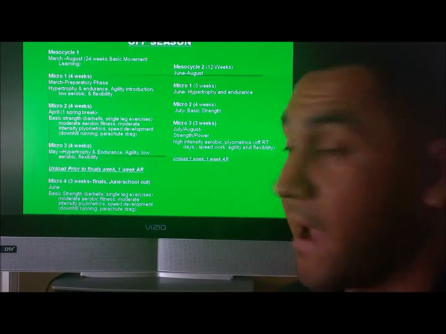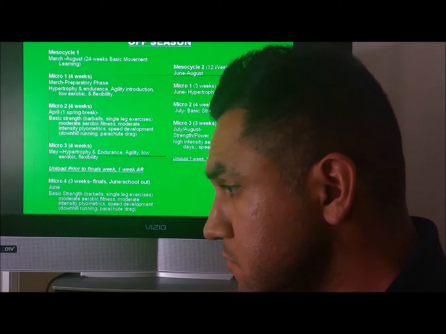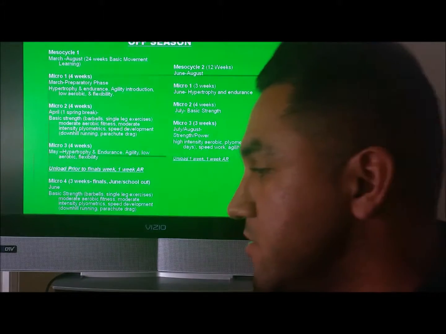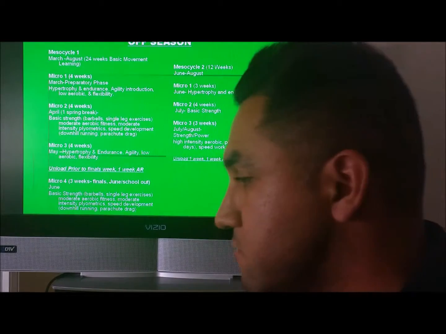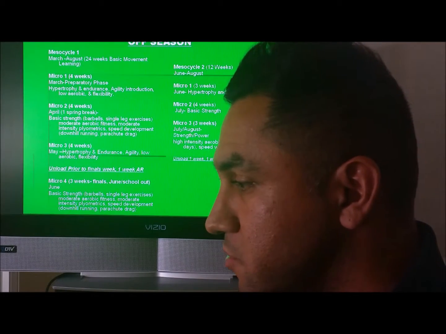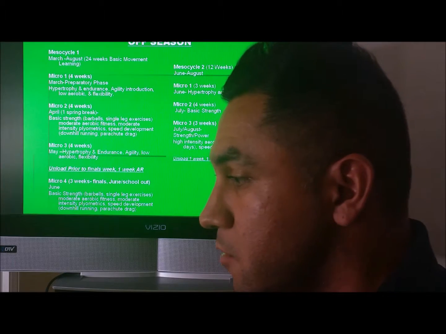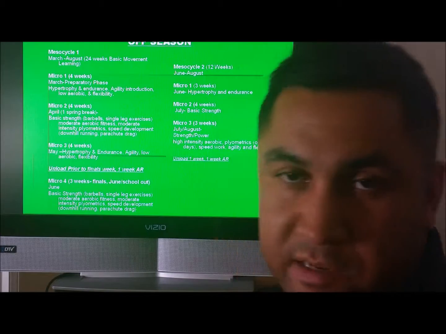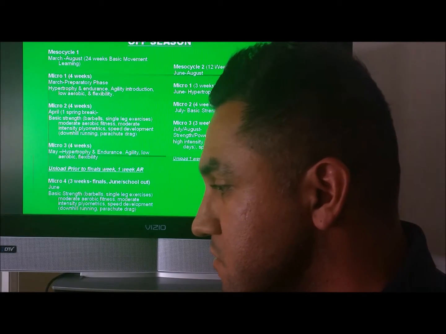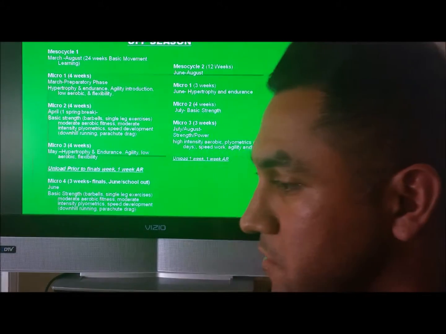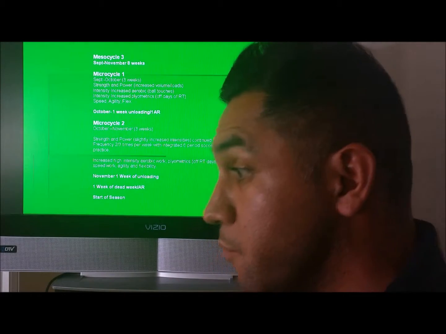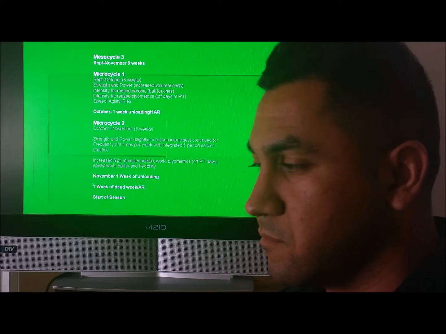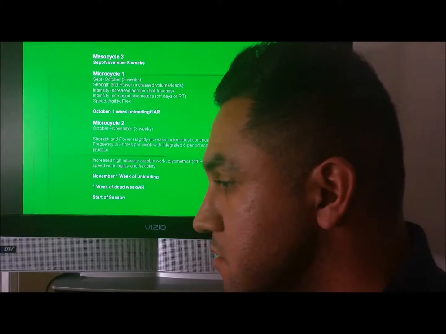to really get that foundation of strength, what we're lacking. The mesocycle 2, we're going to go for 12 weeks, and then we're going to go 3 weeks of hypertrophy endurance again, 4 weeks of basic strength, and then right before preseason, we're going to go into strength and power. So that's different kinds of movements, high intensity aerobic, plyometrics, maintain flexibility, agility work. Then preseason will start, and then we go through microcycle 1. That's about 8 weeks. So the mesocycle is going to last about 8 weeks.